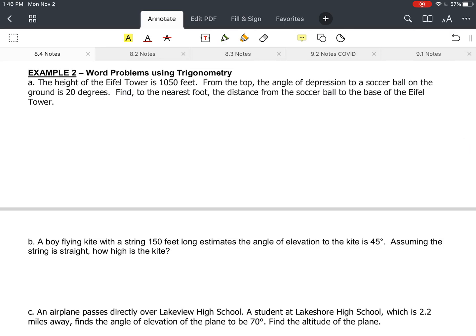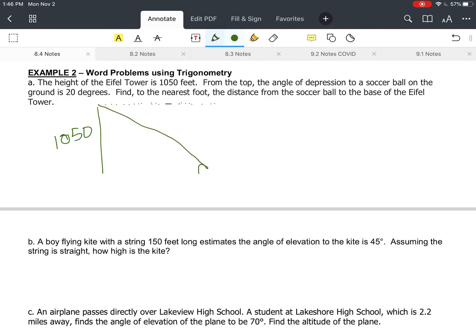Here are some word problems. The height of the Eiffel Tower is 1,050 feet. From the top, the angle of depression to a soccer ball on the ground is 20 degrees. Find to the nearest foot the distance of the soccer ball to the base of the Eiffel Tower. So here's going to be the Eiffel Tower, and we're going to label it 1050. From the top, so here's the top. Remember, angle of depression is from a horizontal line, so that's my dotted line here, to a soccer ball. This is going to be 20 degrees.